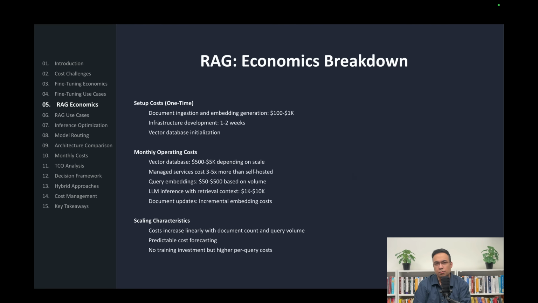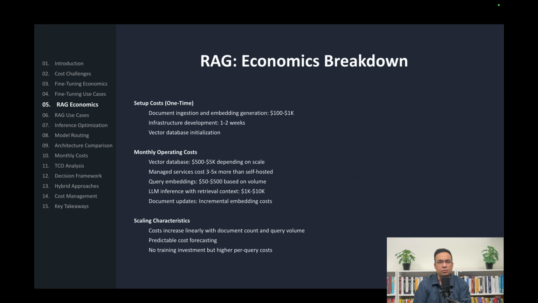Now, for monthly operating costs, which are your ongoing expenses, vector databases will typically cost $500 to $5,000 per month depending on the scale. It depends on how many documents you'll be storing, your query volume, and whether you're using managed services or you're self-hosting. And here's also an important cost factor. Managed services like Pinecone or Azure AI Search roughly cost 3 to 5 times more than your self-hosted options, like running a vector database on your own infrastructure. But they do save you a lot of operational overhead and DevOps costs.